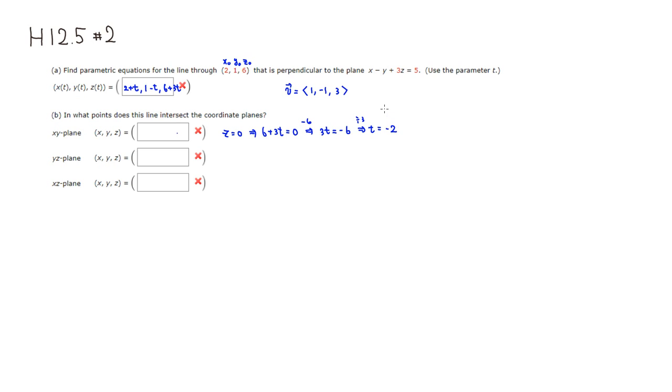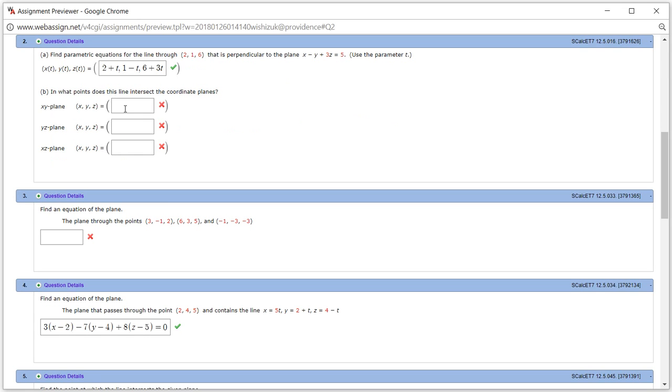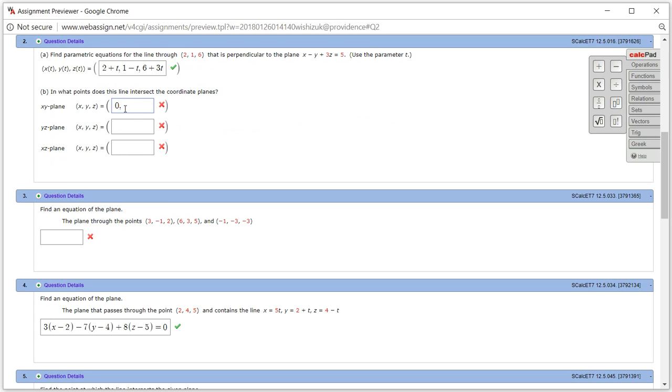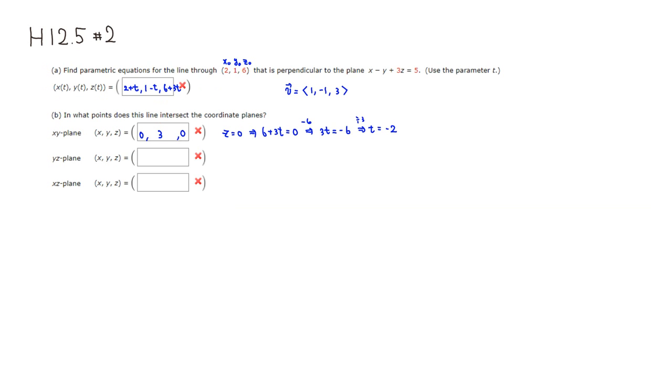So here z is going to be 0. Since t equals -2, if you plug it in, 2 plus -2 would be 0, and 1 minus -2, adding 2 to 1, is 3. So we can see that it's at (0, 3, 0). I'm going to go ahead and type it in: 0, 3, 0.